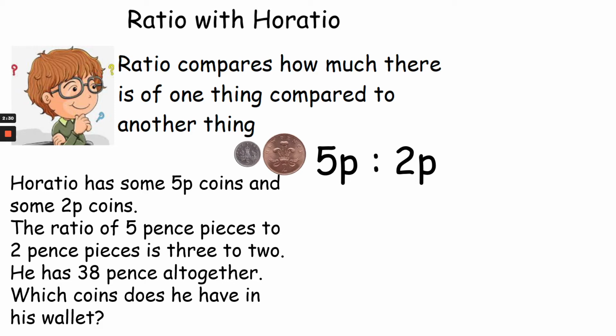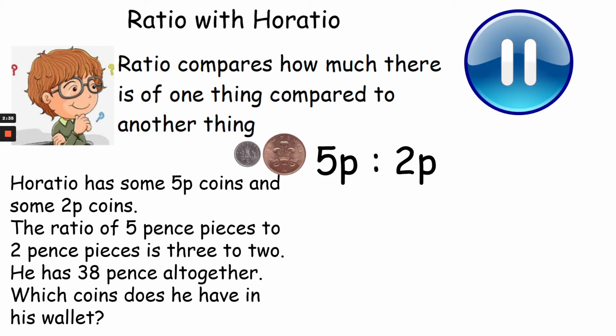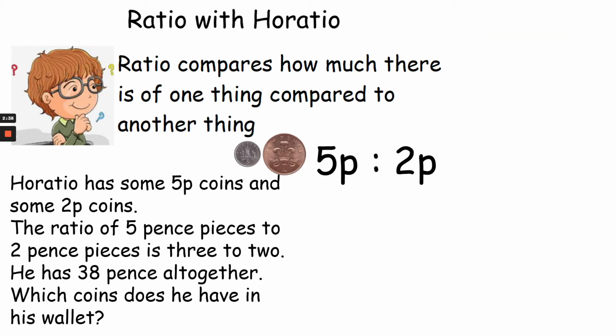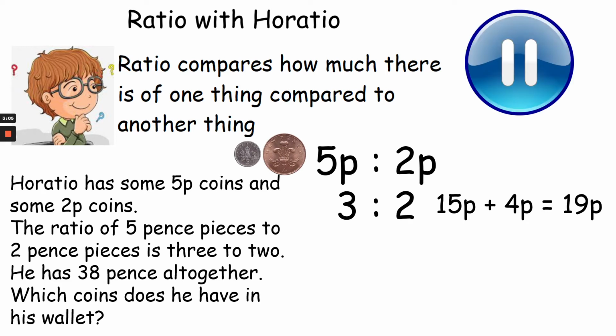That's what we're comparing. Now I'd like you to pause your video and write down the ratio that we already know. We already know that the ratio of 5p pieces to 2p pieces is 3:2. So let's have a look what that looks like. He's got 3 5p pieces and 2 2p pieces. That's 19p altogether. Now, final challenge, you're going to pause your video and find out how many of each coin Horatio has in his wallet.